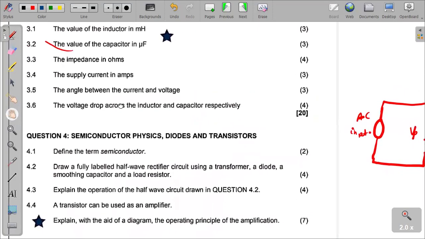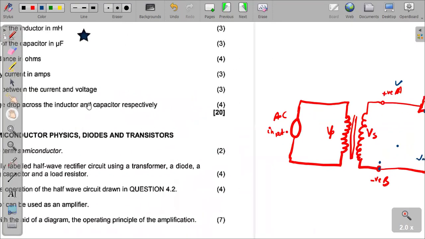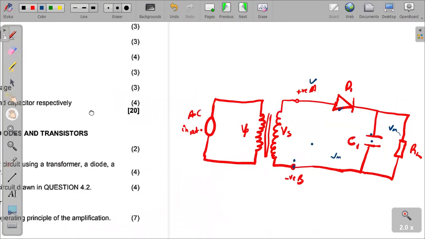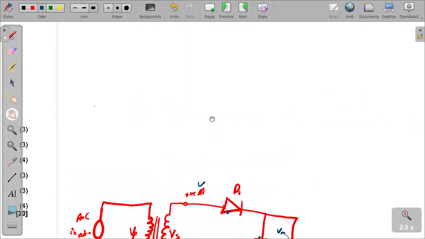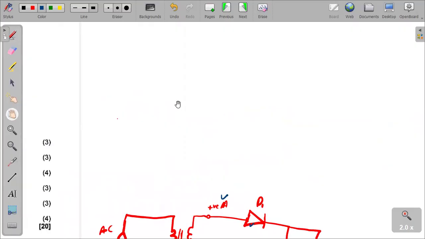4.4 is saying a transistor can be used as an amplifier, the operating principles of the amplification. So here we need the diagram as well as the principle of operation of that particular diagram, right? This is the diagram that we use to explain the amplification. We have the resistor R1 here, and another resistor here, known as resistor RV, right? Then there is our transistor.